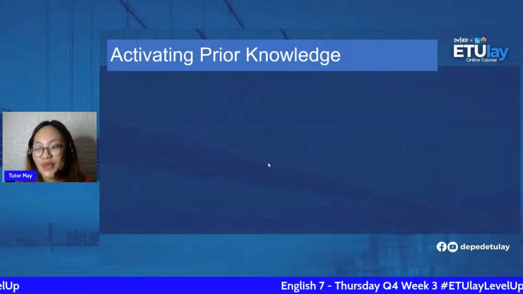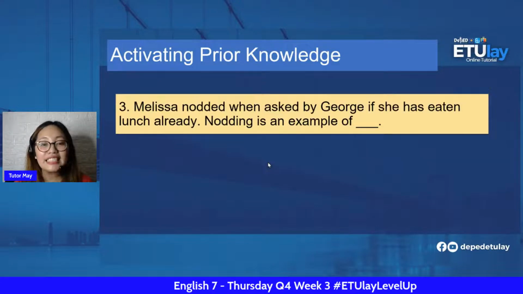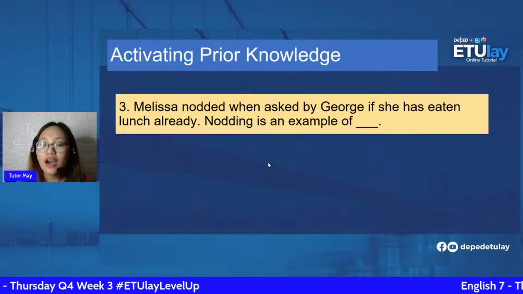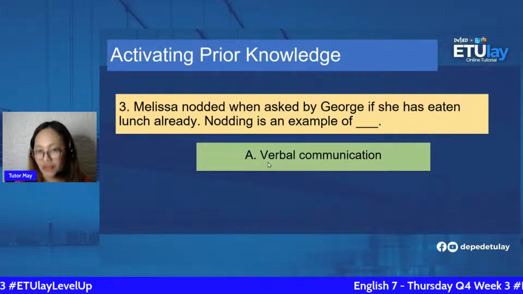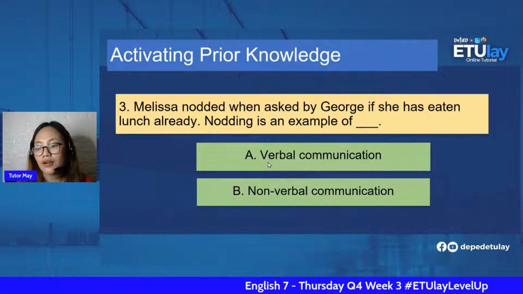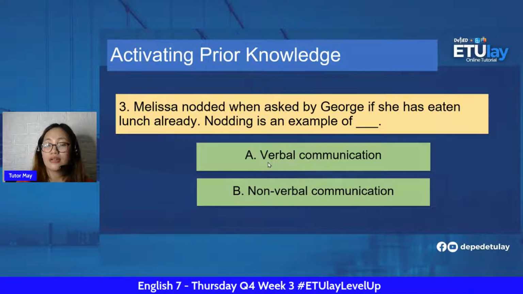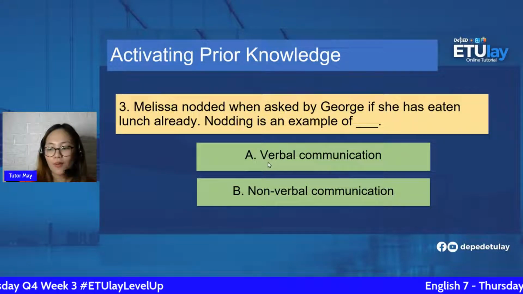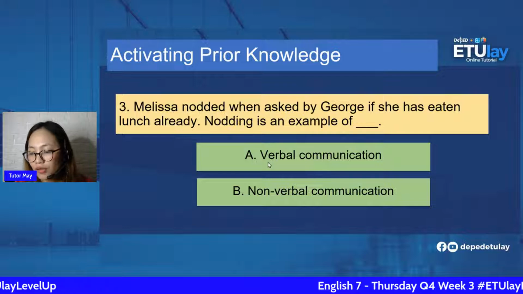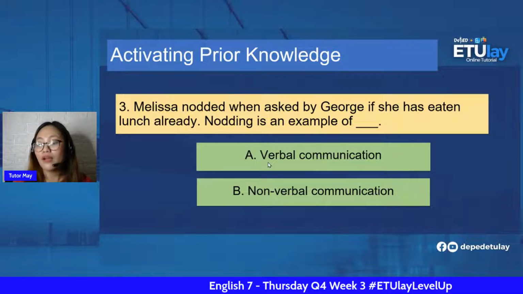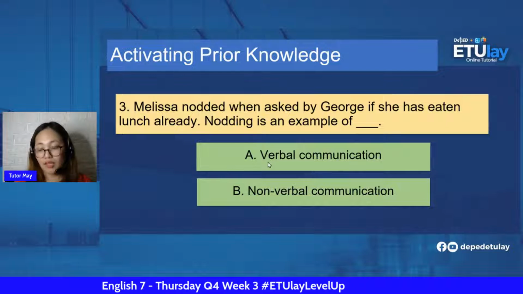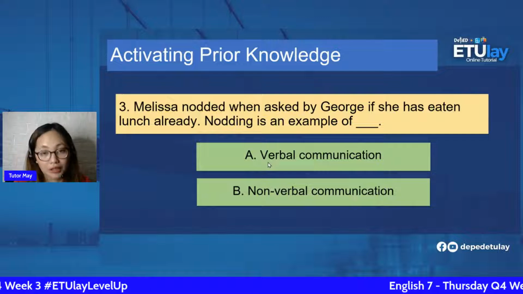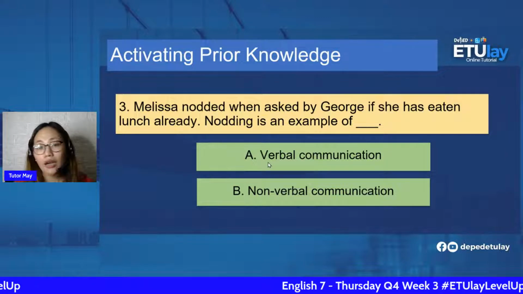Okay. Number 3. Melissa nodded when asked by George if she has eaten lunch already. Nodding is an example of A, verbal communication, B, non-verbal communication. Okay, nodding. So what kind of communication is that? Okay, is it A or B? Okay, so Jarek is the first one to answer, and his answer is non-verbal communication. Well, this answer is a giveaway because nodding does not need any words. So it's a non-verbal communication.